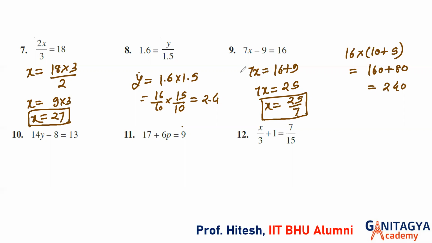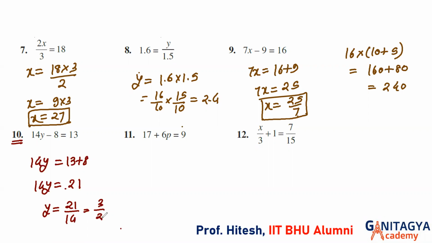Now we will move to question number 10. So it is 14y is equal to 13 plus 8. So 14y is equal to 13 plus 8 is nothing but 21. So y is 21 upon 14. So I will divide it by 7. So it is nothing but 3 by 2. That is 1.5. ठीक है चलिए.